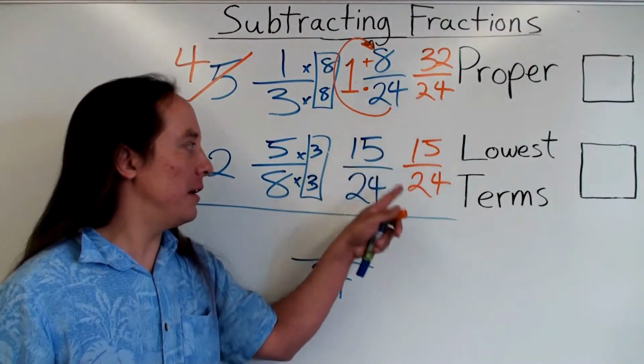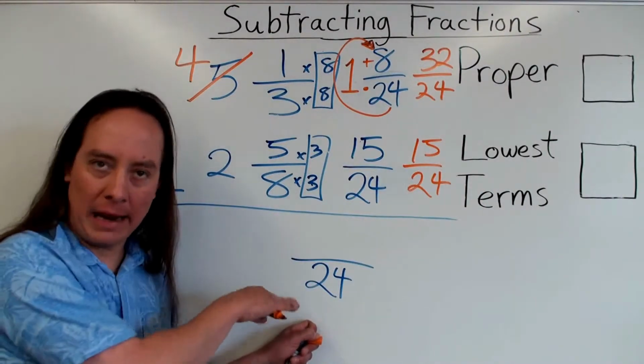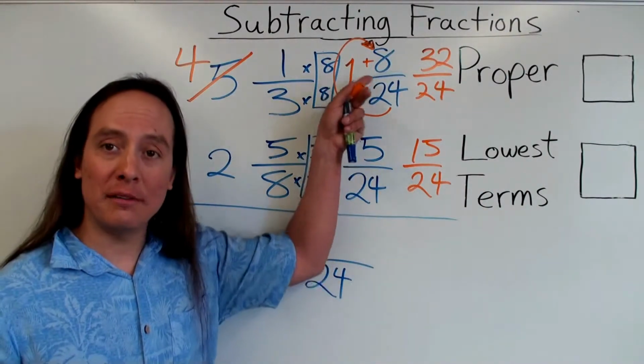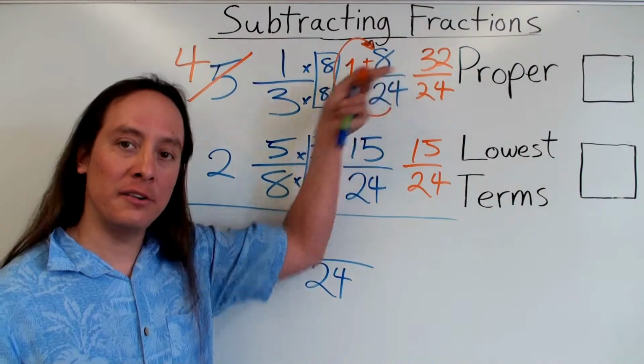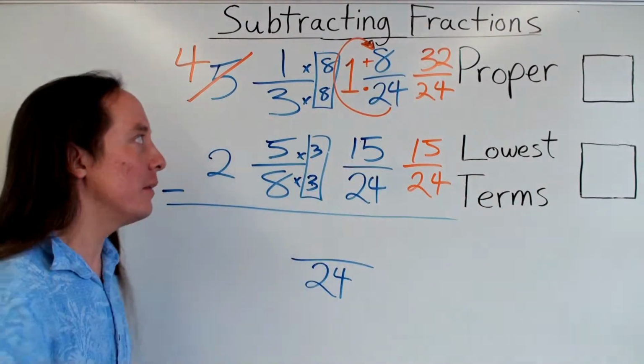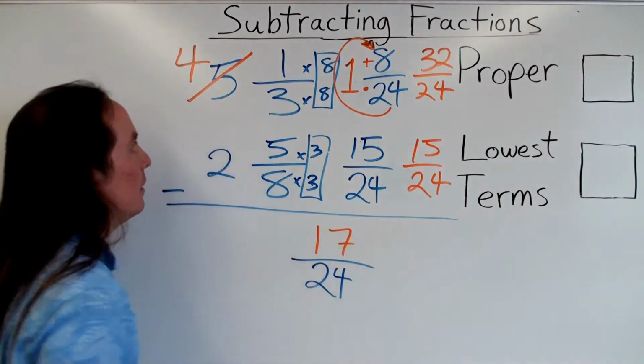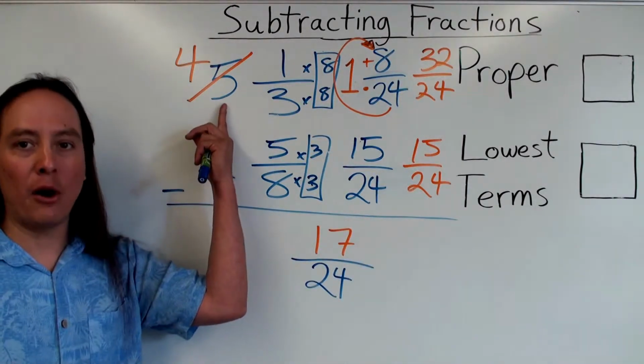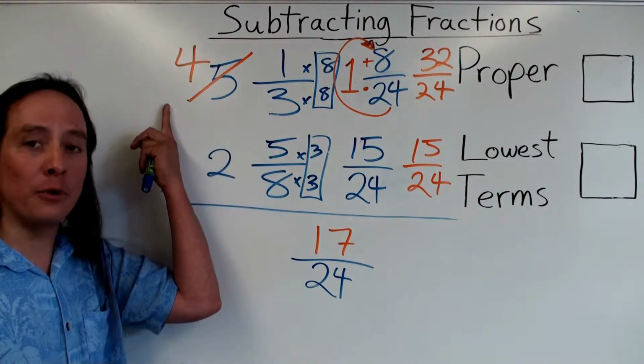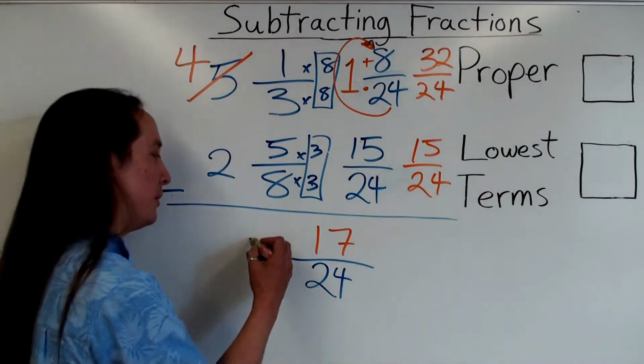We have our common denominator. We already have that here in our answer area. Now I can do my subtraction. Now there's enough in that numerator to take 15 away from it. So 32 minus 15 is 17. And I don't have 5 anymore. I already borrowed that one to do the subtraction. But I still have 4. So 4 minus 2 is 2.